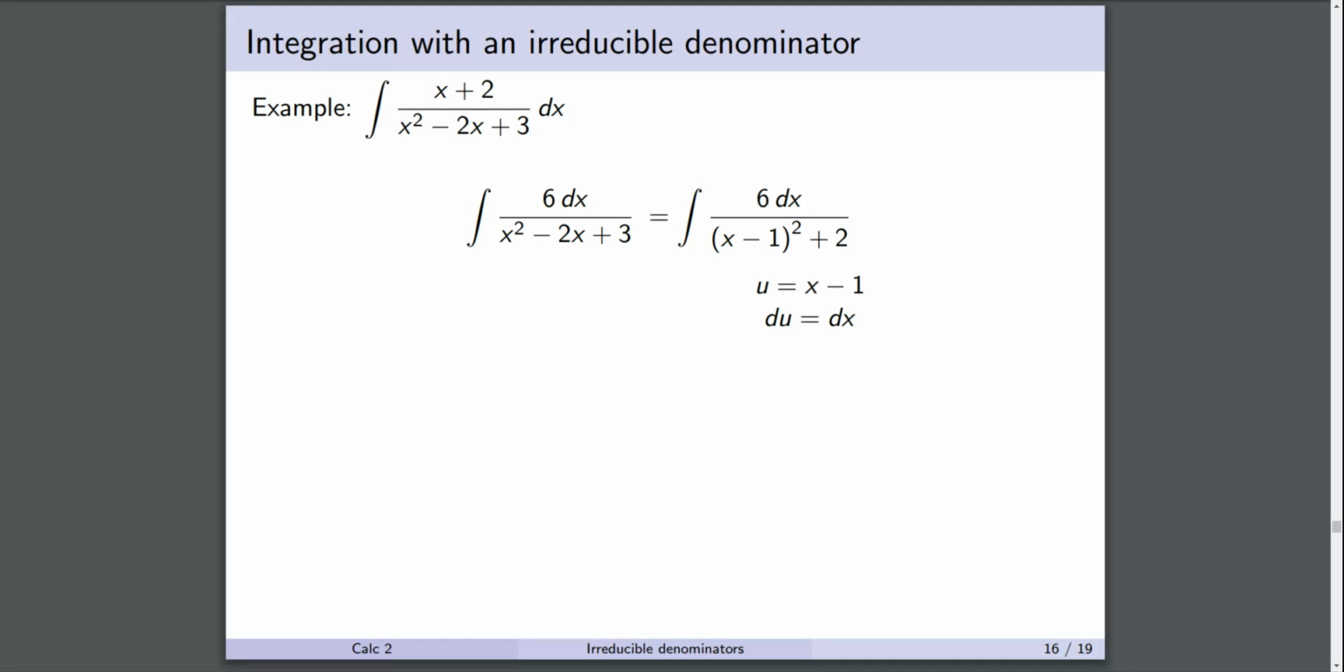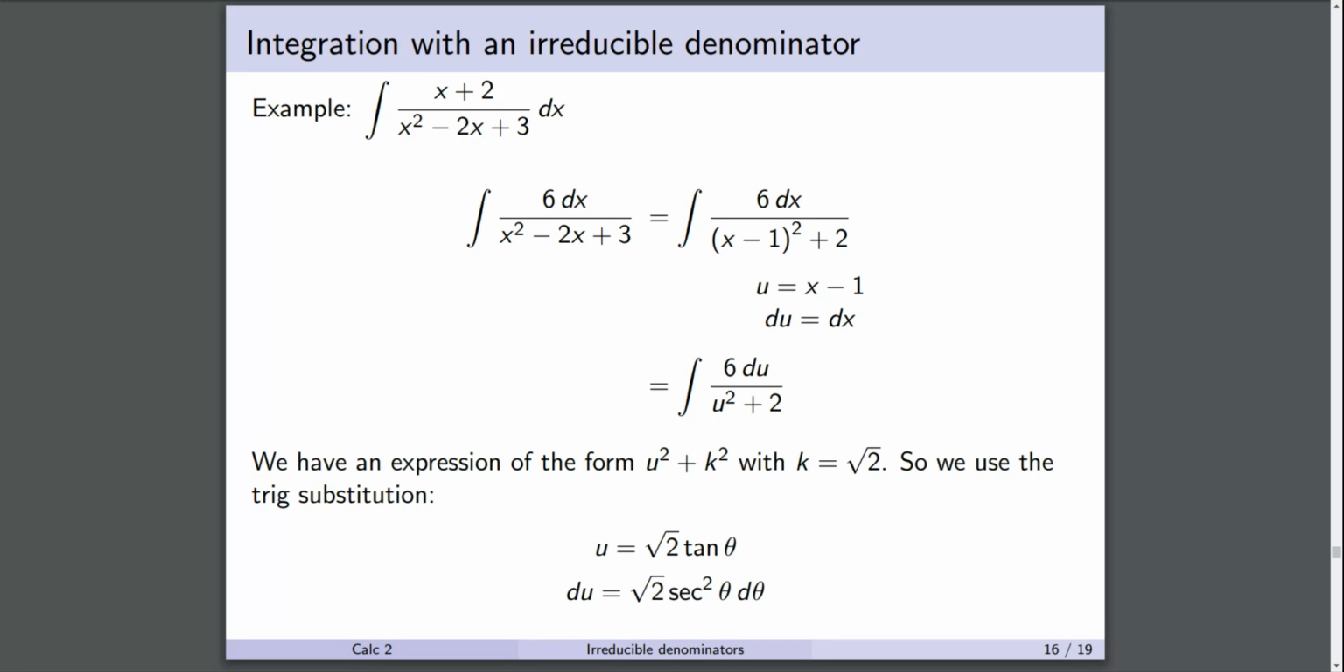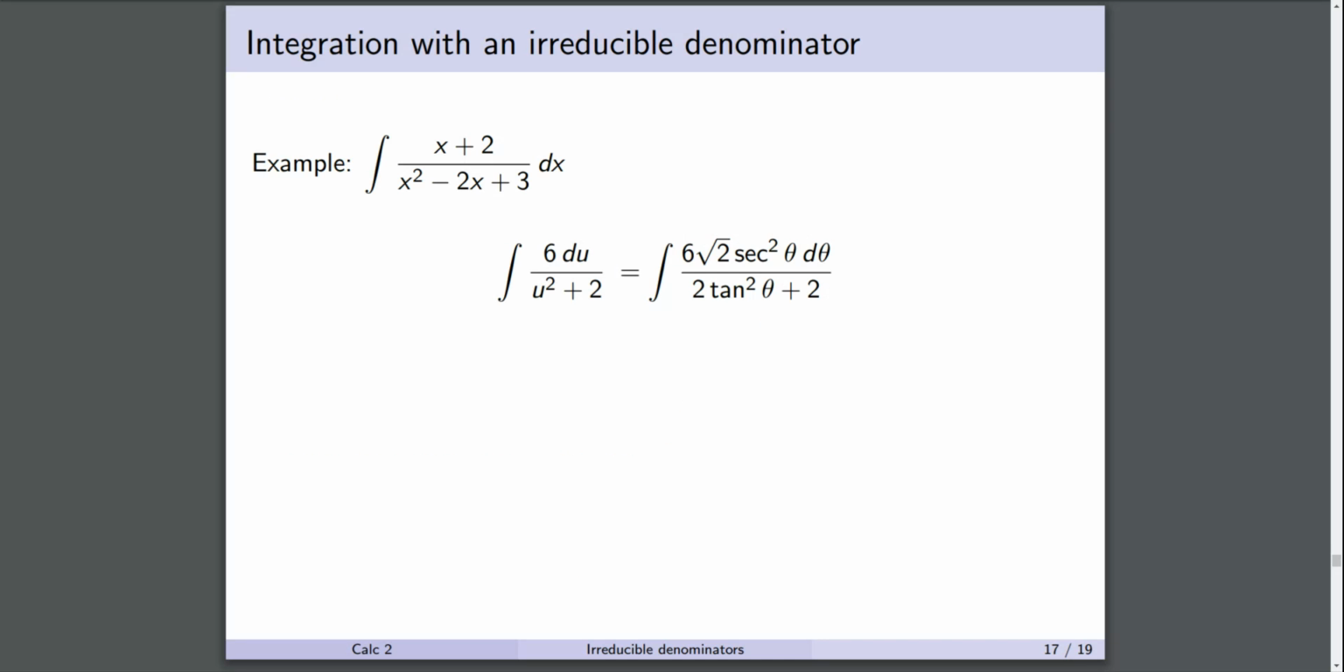Just like the last example, that sets up a u substitution. So I let u be equal to x minus 1. I plug that in, and I have an integral where I'm ready to use a trig sub. For this particular problem, I'm going to use u equal to root 2 tangent theta. Take the pieces of this substitution and plug it in. You get the following expression.